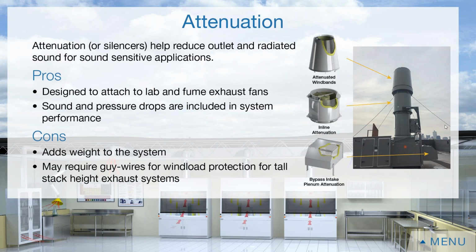And on top of that, your system's not getting taller, so you won't have to worry about guy wires. But again, it kind of comes down to how much you are planning on modulating that bypass damper open. Are you going to be pulling in a significant amount of bypass air? If not, then it may make more sense to go to an attenuated wind band or the inline attenuation. But nonetheless, we want to let people know that there are options out there. And again, avoiding guy wires is usually a good idea. I haven't really worked with anyone yet in the industry that likes dealing with guy wires. So if we can avoid them, we definitely want to do that.